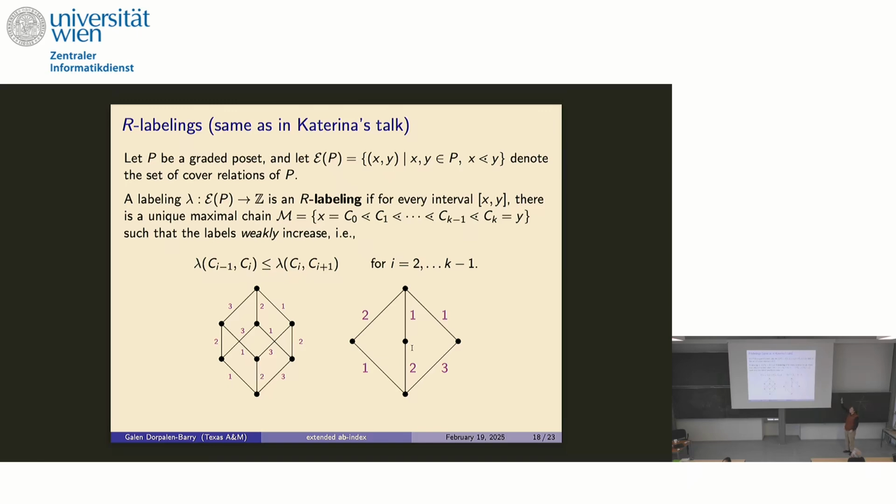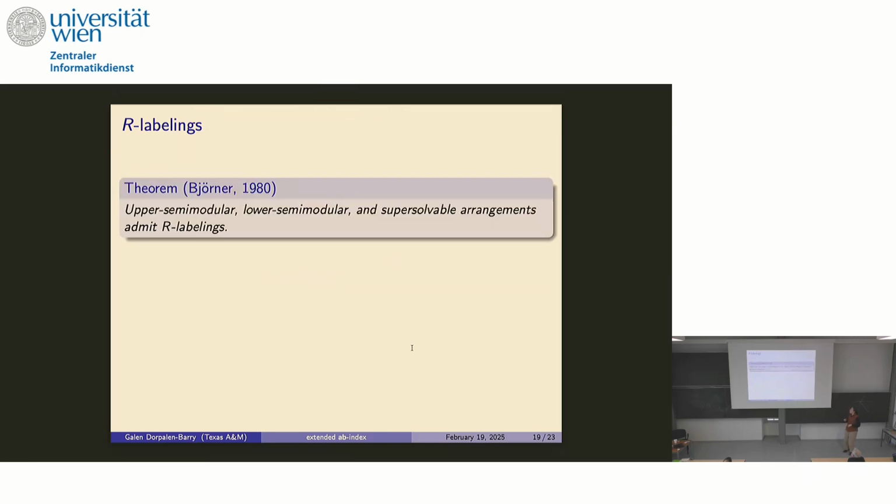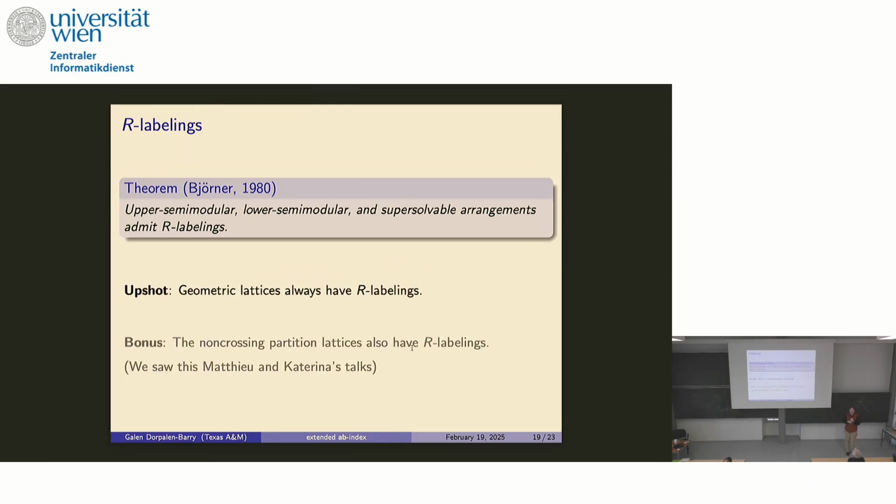I'm not going to read this whole slide because we already know all about this from the last talk. And I just want to point out that there's a theorem of Fjorner from like 1980 where he proves that geometric lattices have R labelings. As a bonus, in a related bonus, we saw in some of the other talks that non-crossing partition lattices also come with R labelings. So these are things that you might already be excited about.